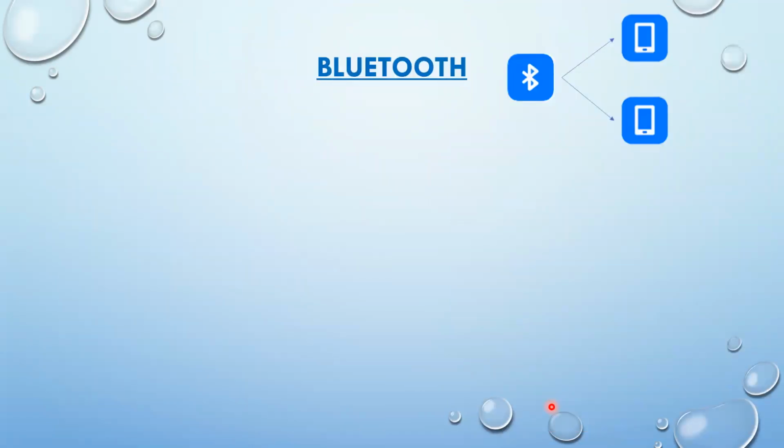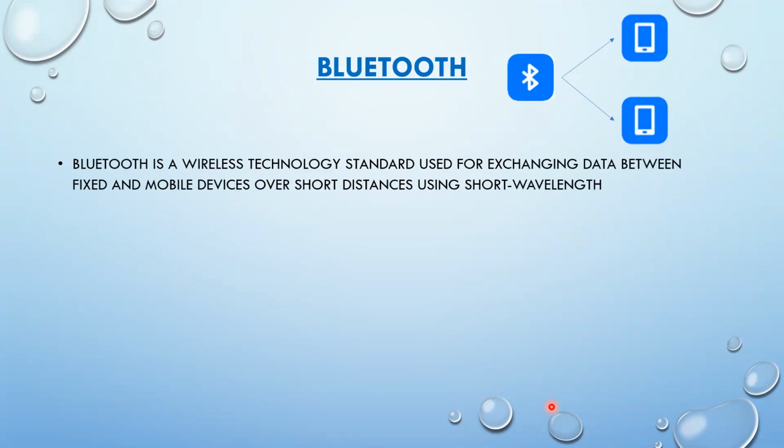The other one is Bluetooth. Bluetooth is a wireless technology standard used for exchanging data between fixed and mobile devices over short distances using short wavelength. Look at the diagram. We have two mobiles nearest to each other. Both turn on Bluetooth. Okay. Both will be connected with their particular names. And after making a pair, these two devices are able to share things.